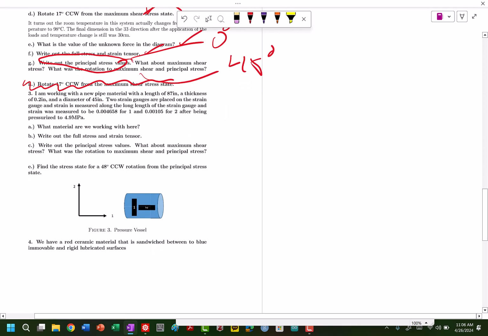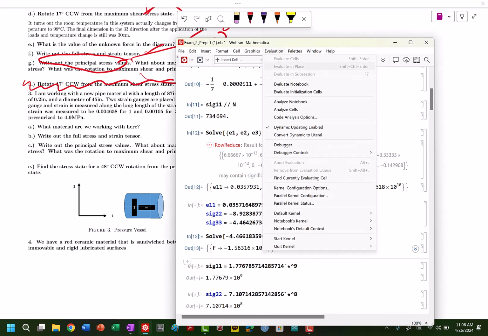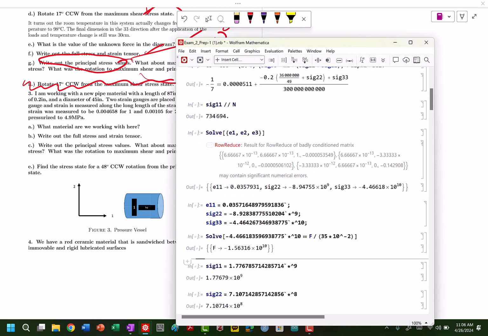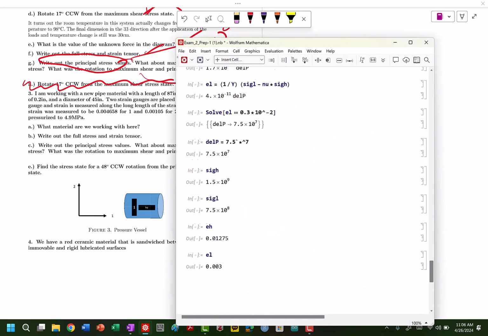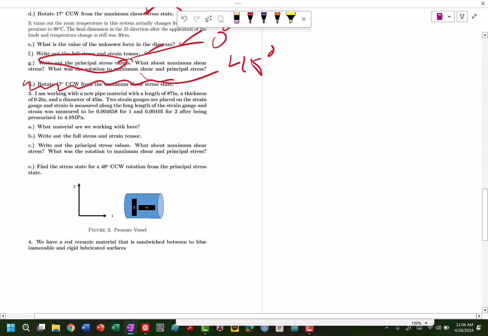So I'm working with a new pipe, and actually before we get even into the pipe, I am going to clear this kernel. So I'm going to quit my kernel here. I'm going to also scroll down to something that may be useful. Working with a pipe, I have a length, I have a thickness, I have a diameter, I have 2 strain gauges, and we have 2 measurements for the strain. Pressurized, we don't know what the material is. This is our pressure vessel. We have our coordinate system.